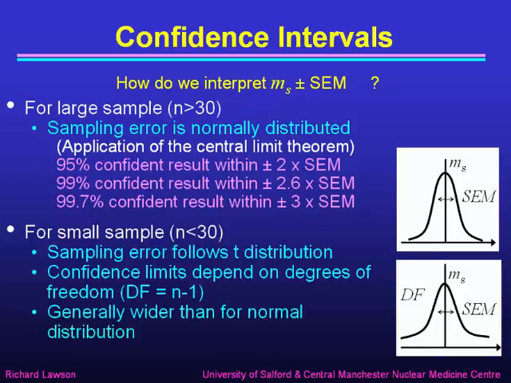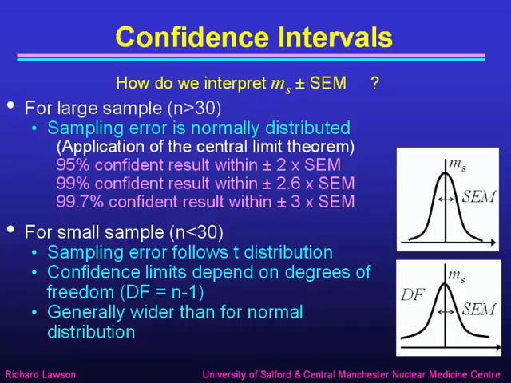If we have less than 30 measurements in our sample, which classifies as a small sample, then we saw when we talked about probability distributions that we have to replace the normal distribution with Student's t distribution. And then the confidence limits depend on the degrees of freedom, and typically the number of degrees of freedom is just n, the number of measurements, minus 1. And the t distribution is generally wider than the normal distribution, so our confidence limits have to be extended a bit. We're not quite so sure if our sample is small or large.